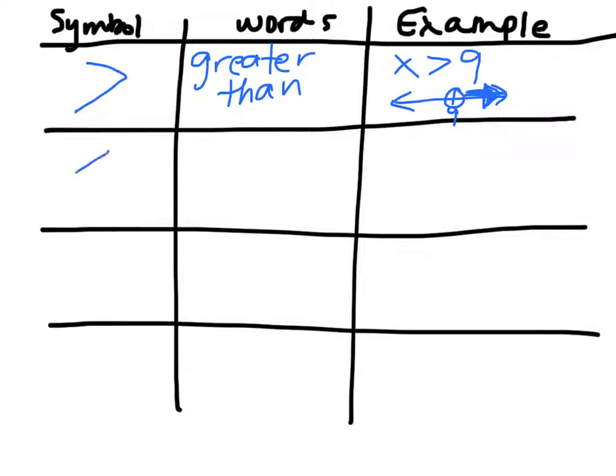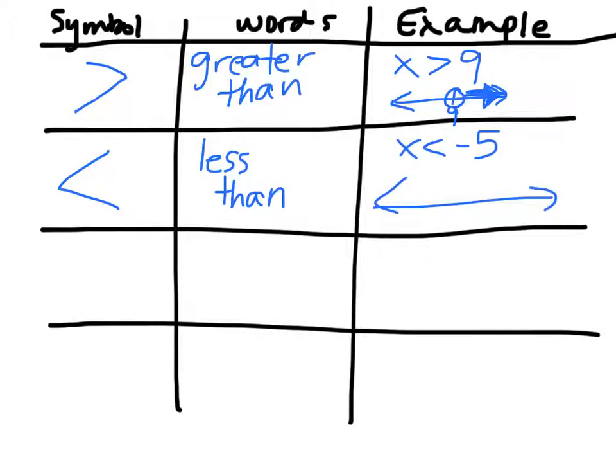Our next symbol is our less than symbol, and an example would be x is less than -5. So on a number line, we say, well, here's -5, and my x is anything that is less than it, which is anything over here to the left of it.